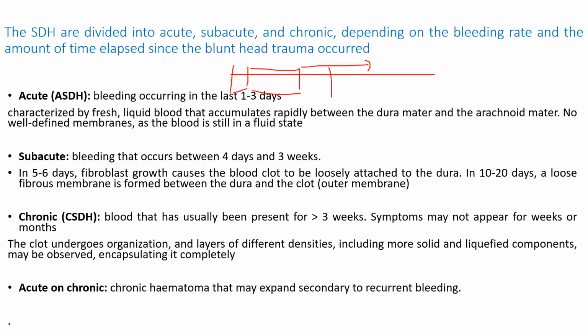And also there may be acute on chronic subdural hemorrhage as well. That means there may be secondary bleeding due to recurrent minor traumas, which is termed acute on chronic subdural.